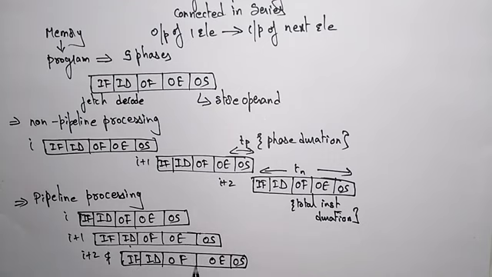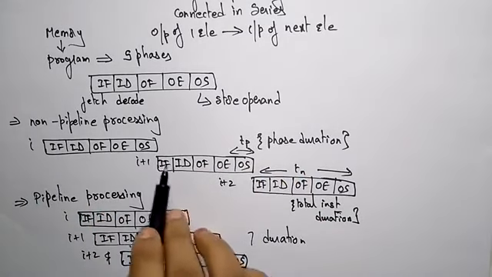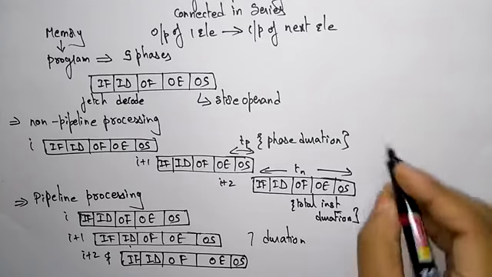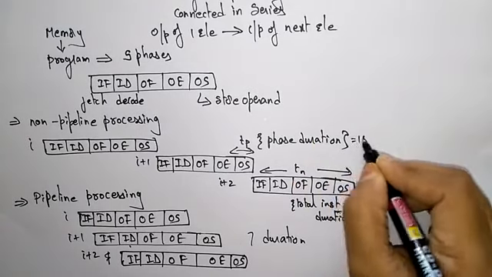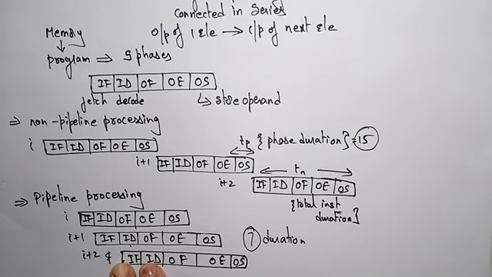So here the total number of cycles, the phase duration, is 1, 2, 3, 4, 5, 6, 7. So here it is only 7, whereas here it is 5, 5, 5, that is 5 times 3 is 15. So here the duration is 15, and here it is only 7. So the time wastage is also reduced in the pipelining process, and the pipelining process will execute faster compared to the non-pipelining process.